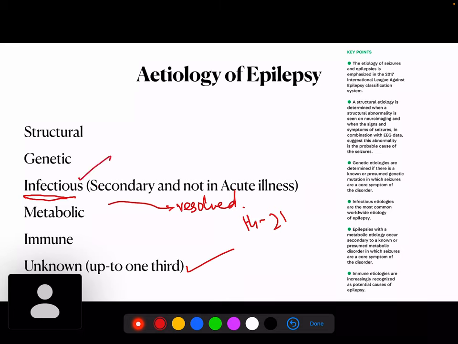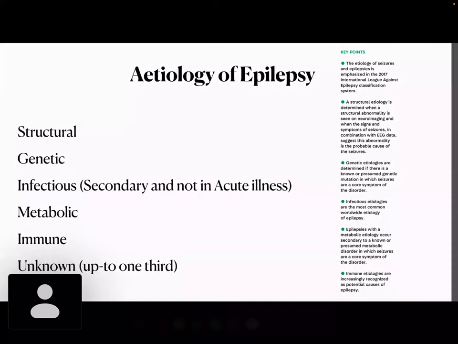to infectious causes. Many metabolic diseases, autoimmune, if we have the time to discuss many of these conditions, obviously including SLE and other autoimmune conditions can have seizures as well.